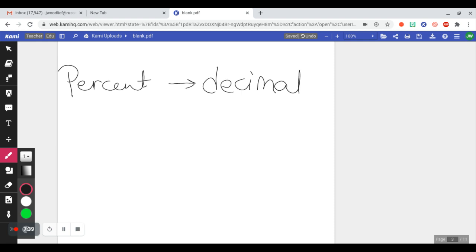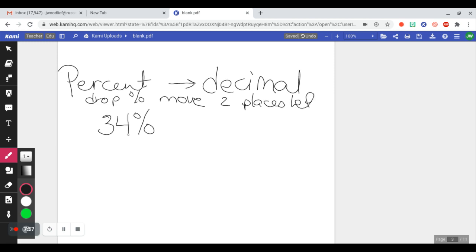Okay, so if I have a percent of 34%, I'm going to drop the percent and move 2 places left. So I want to drop the percent, take the decimal where it's at, and move it 2 places to the left. So that becomes 0.34.